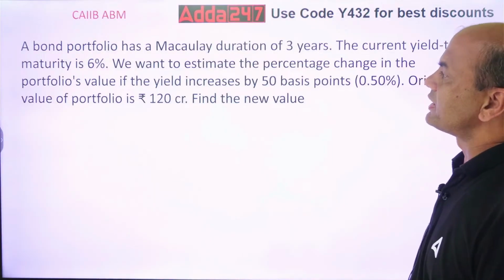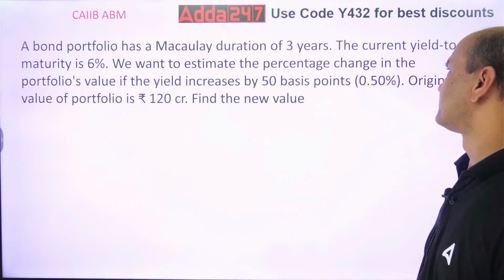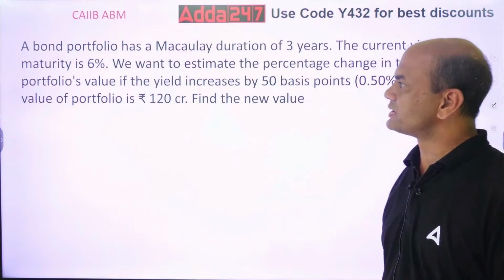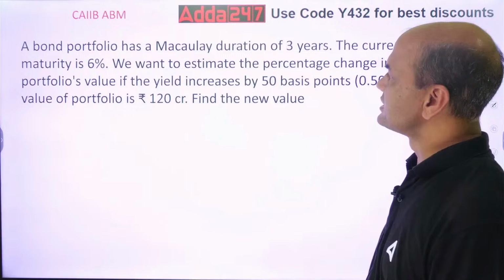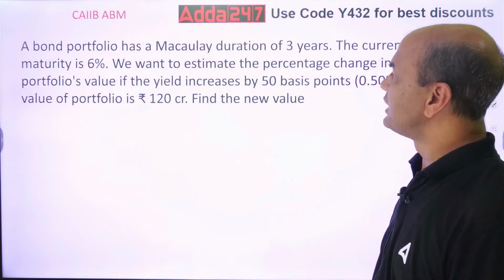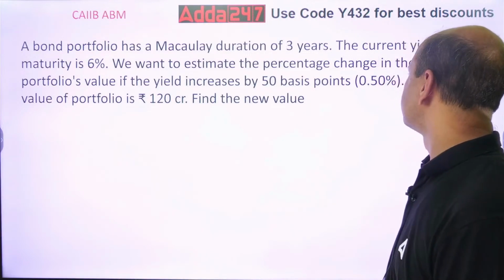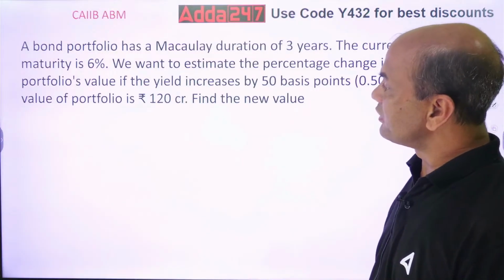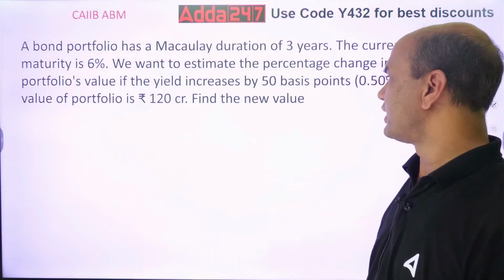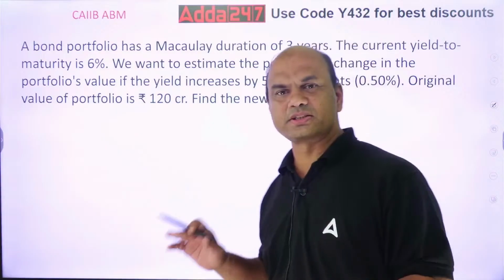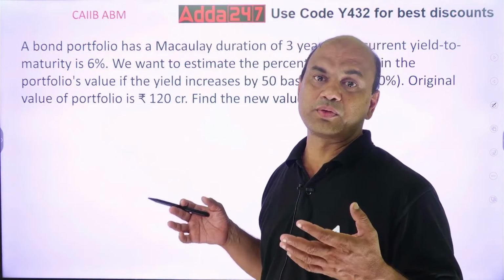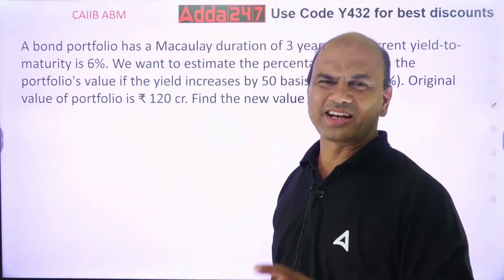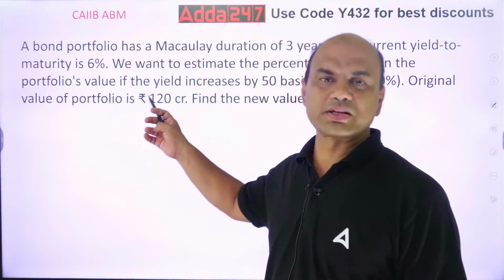A bond has a Macaulay duration of 3 years. The current yield to maturity is 6%. We want to estimate the percentage change in the portfolio's value if the yield increases by 50 basis points. Original value of the portfolio is 120 CR. Find the new value. So there are 2-3 questions involved over here. Very important and lengthy one also, though not that lengthy because Macaulay duration is already given.